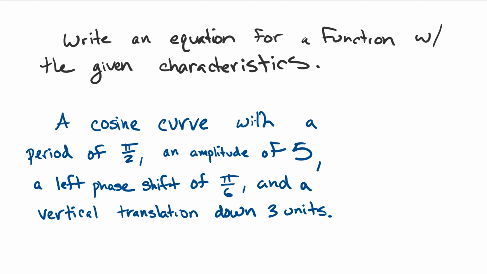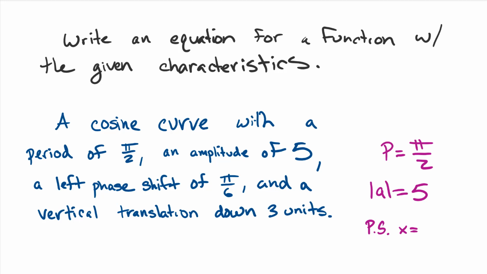So let's look. It says it's a cosine curve with a period of pi over 2. Now, I'm just writing this down. Period is pi over 2. An amplitude of 5. A left phase shift of pi over 6. Now, I'm glad I went through and looked at your homework, because I would have never used a term like this, a left phase shift.